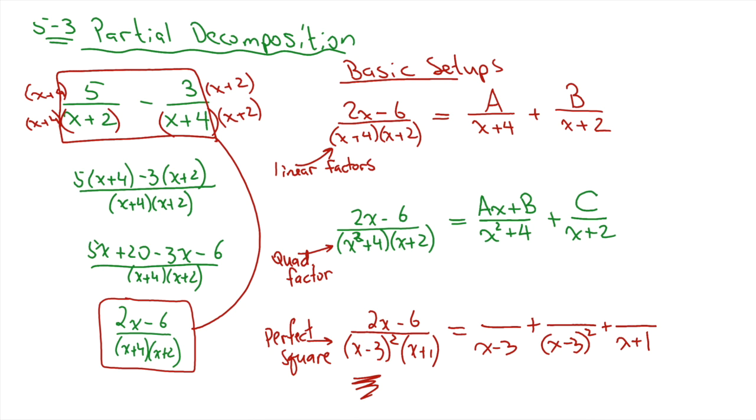Now, probably the most confusing one is this last one. Because of that square, you're thinking it's an unfactorable quadratic. But x minus 3 in and of itself is still linear. So this becomes a over x minus 3, b over x minus 3 all squared, c over x plus 1, because literally each one of them is an unfactorable linear factor. And those are your 3 setups.